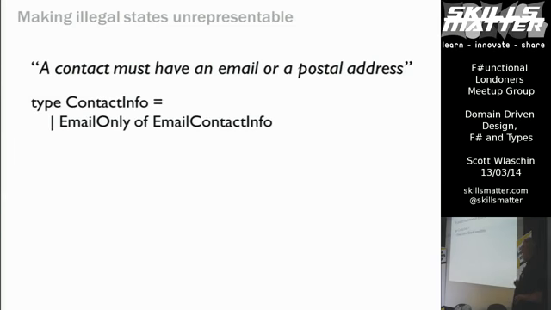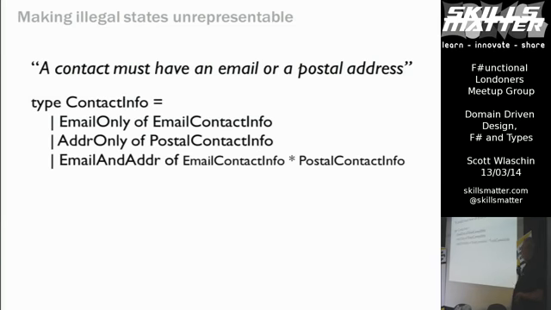Well, we have an email-only choice, and we have an address-only choice, and we have an email and address choice. So we've encoded exactly that business rule into our type system. There is no 4th choice. There is no email missing and address missing choice. So you literally cannot have both of them missing because it's not one of those choices.